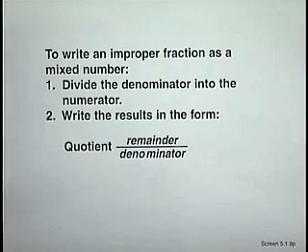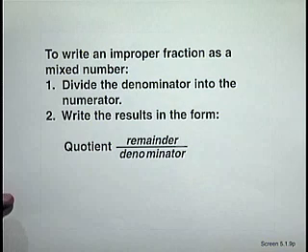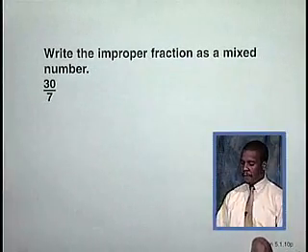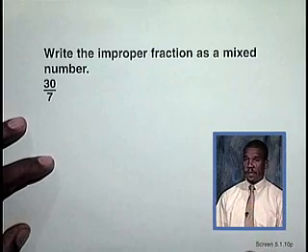Let's talk about that. The procedure shows that to write an improper fraction as a mixed number, we first divide the denominator into the numerator. Secondly, we can write the results in the form, again, the quotient with the remainder over the denominator. Let's look at the following example. It says write the improper fraction as a mixed number, 30 over 7.